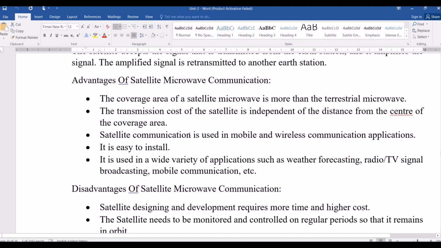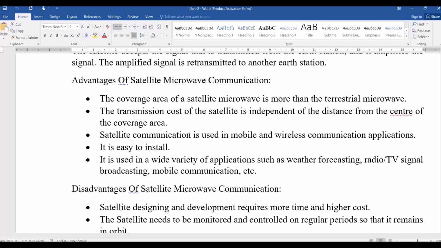An advantage of microwave communication is that the coverage of satellite microwave is more than terrestrial. So it covers more area with satellites. It can cover one country, two countries, or more than two countries. So the coverage area is very high. With the Iridium satellite system, more than 20 or 40 satellites are launched to cover the whole earth or half of the earth to communicate.